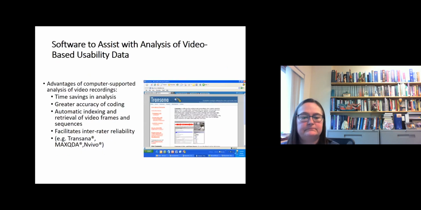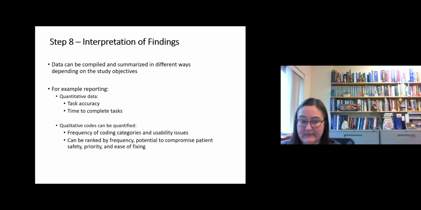There's a lot of different types of software that can be used to assist with the analysis of video-based coding of usability data. This is a screenshot of Transana, which allows you to integrate different video feeds, plus it's time-stamped with the audio transcript. But there are others. MaxQDA has been used by some researchers. We're also doing some work with NVivo here. So that's an option depending on what you have available and how much you want to pay.